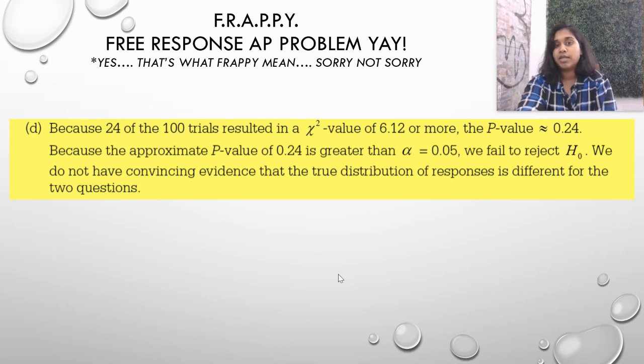Because the approximate p-value of 0.24 is greater than alpha, we would have to reject the null. We would not have convincing evidence that the true distribution of responses is different for the two questions. And if I said reject instead of fail to reject, I'm sorry if I misspoke. I meant to say fail to reject.